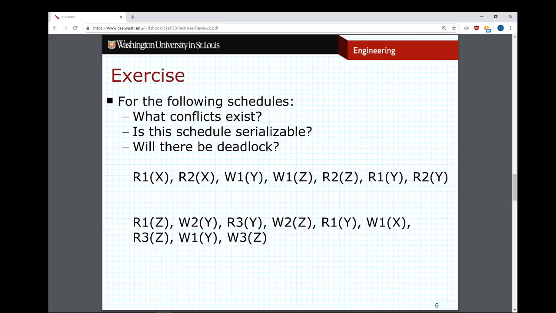I need to insert statements to show where the locks were going to be acquired, and then I would also need to insert statements in these schedules to show where the locks would be released. And once I have that information, I would then be able to determine whether or not deadlock was going to exist.